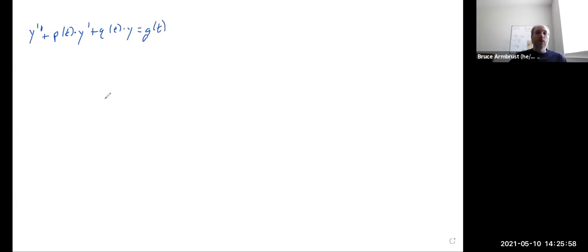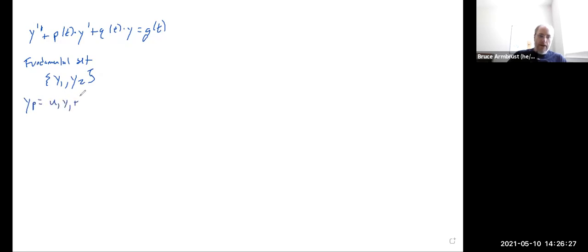Okay, so let's kind of break down what we did. So we started by finding Y1 and Y2 as a fundamental set. Okay, so those are going to be solutions to the homogeneous part. And then we went to the, let's make this a Y. Our Y particular was going to be some U1 Y1 plus U2 Y2. All right, so we'll go ahead and differentiate again.